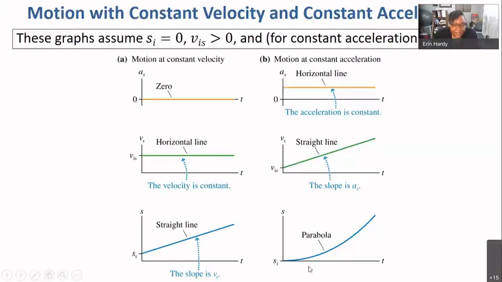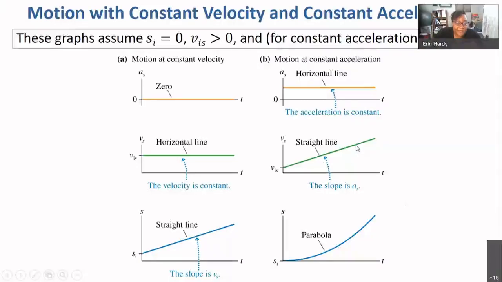When a is not equal to 0, instead of a position graph that's linear, we have one that is curved, it's parabolic. And in this case here, it's concave up. So that's telling us that this object starts off moving slowly when the slope is close to 0 and ends up moving more quickly when the slope in this case is a more positive value.